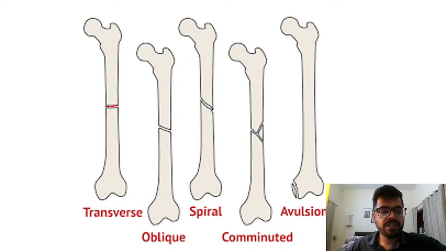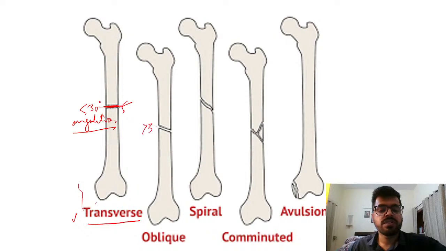This is transverse fracture. By definition, less than 30-degree angulation is a transverse fracture. It occurs due to direct trauma to this site. Direct trauma leads to transverse fracture. Oblique fracture is when the angulation is more than 30-degree. This angle here is more than 30-degree. It is an oblique fracture. It occurs due to compression, axial loading.